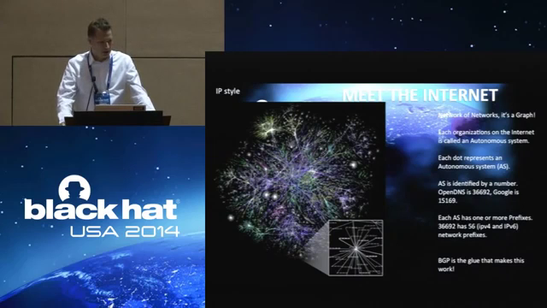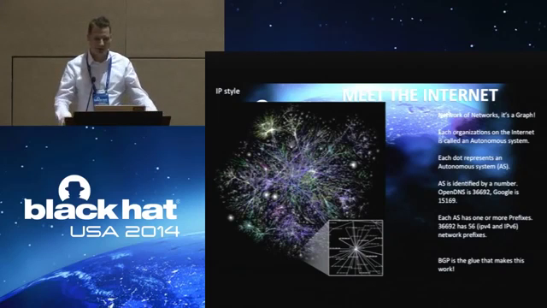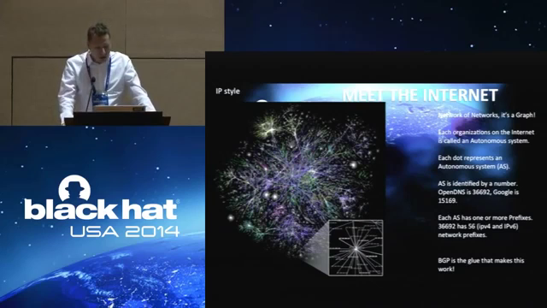Basically what we're looking at here is that each dot in this graph is an autonomous system. An autonomous system is a collection of networks under the administrative control of one organization. For example, OpenDNS, with many servers and prefixes, is one autonomous system. Facebook is one, Microsoft is one, and so on. Each autonomous system is identified by a number.